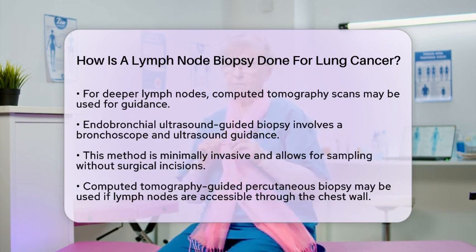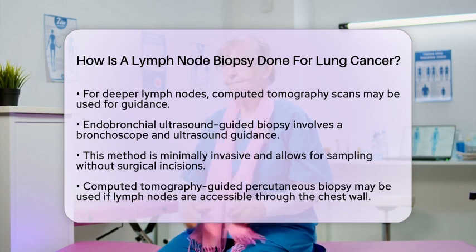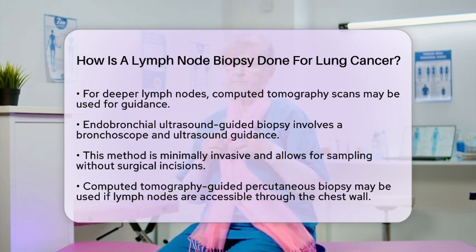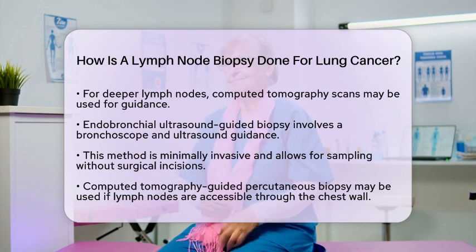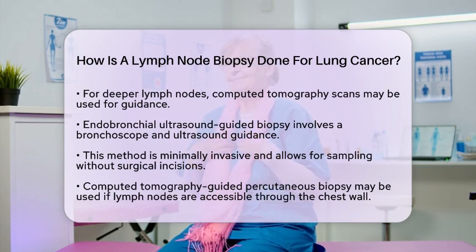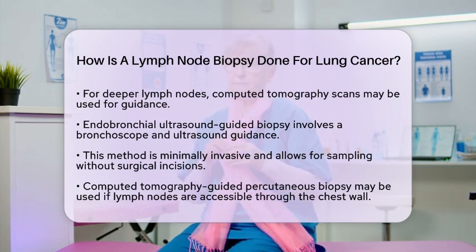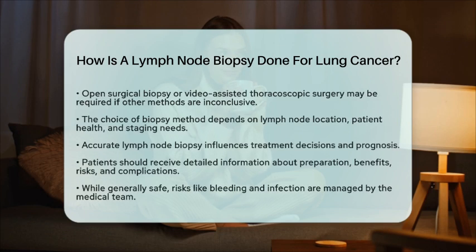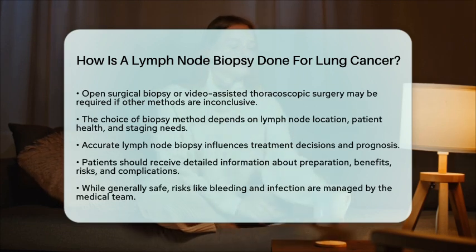In some cases, a computed tomography-guided percutaneous biopsy may be performed if lymph nodes or lung nodules are accessible through the chest wall. If less invasive methods are inconclusive, open surgical biopsy or video-assisted thoracoscopic surgery may be necessary. The choice of biopsy method depends on the location of the lymph nodes, the patient's overall health, and the need for accurate staging. An accurate lymph node biopsy is crucial in lung cancer care because it determines the extent of cancer spread, which directly influences treatment decisions and prognosis.